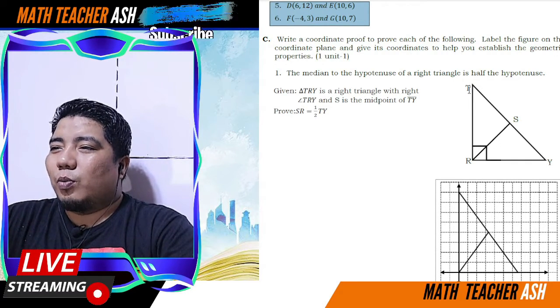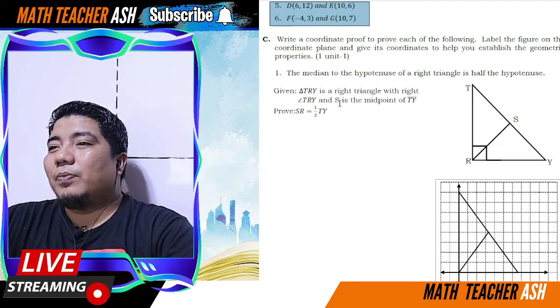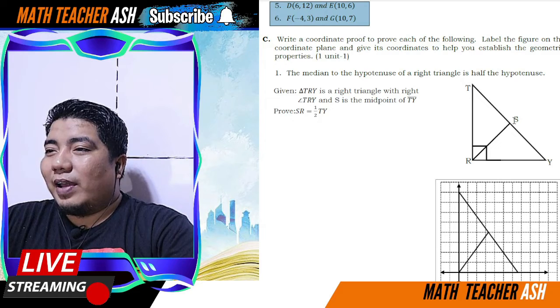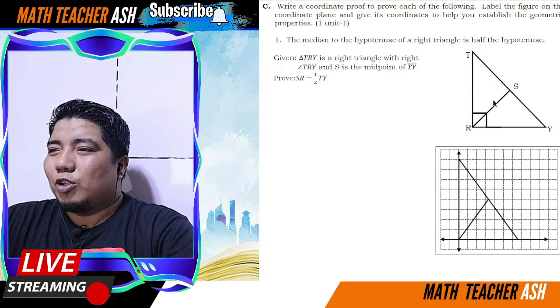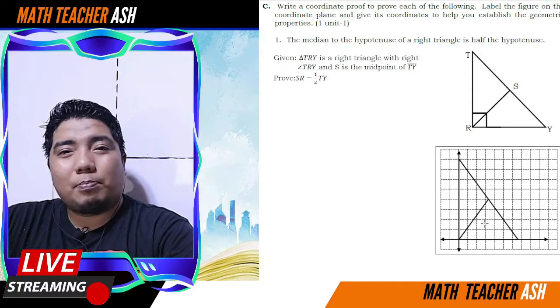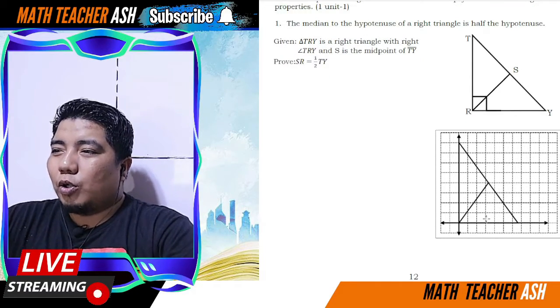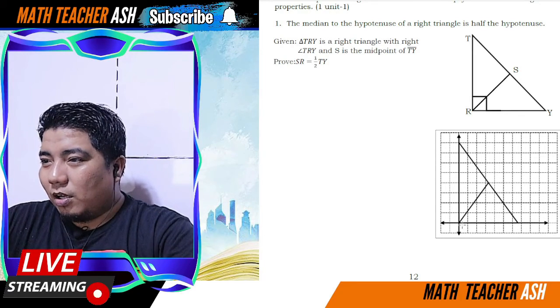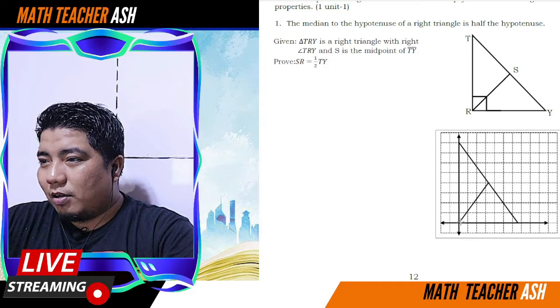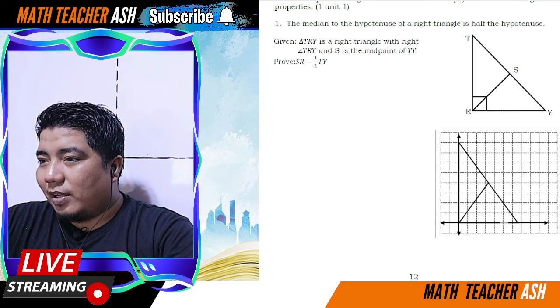Okay. So we have the triangle TRY. It is a right triangle. Alright. And then we have S as the midpoint. So paano yan siya, my dear math learners? So pag ilalagay mo ito sa coordinate plane, ito ang magiging mukha niya. Alright. So what you can do is you can test. So by just looking at this, you could have the 0, 0 here. And then you could have 1, 2, 3, 4, 5, 6.